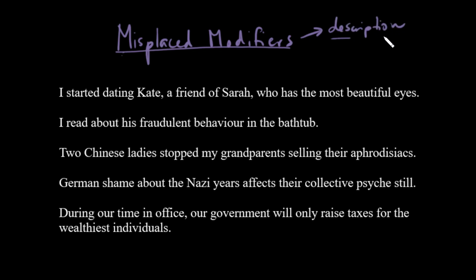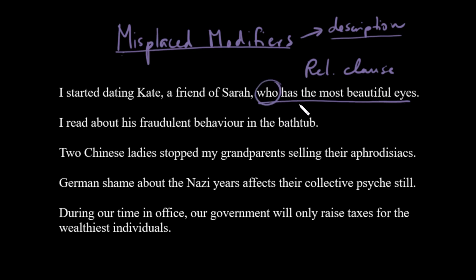And that description can be simply an adjective or an adverb, but it can also be something bigger, like a clause or a phrase. And if we look at our first example then, "I started dating Kate, a friend of Sarah who has the most beautiful eyes." You can see that this last bit here is kind of misplaced. So who has the most beautiful eyes? This is called a relative clause. A relative clause, and it starts with a relative pronoun here, who, and that relates some extra information.